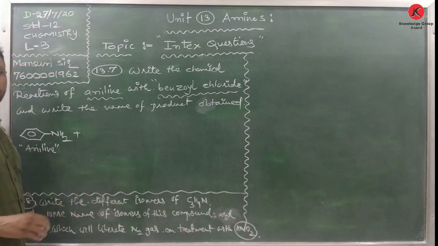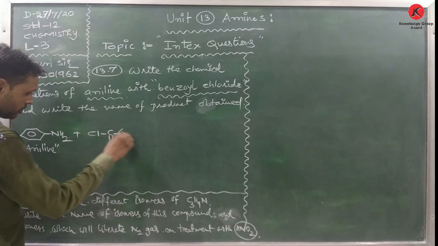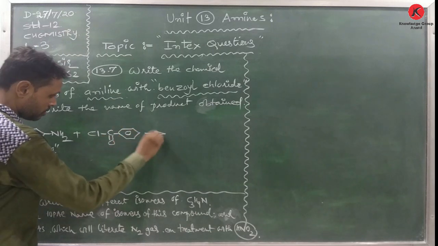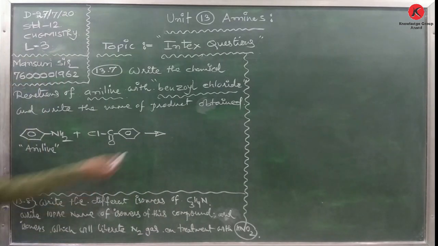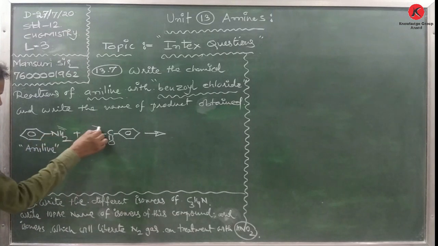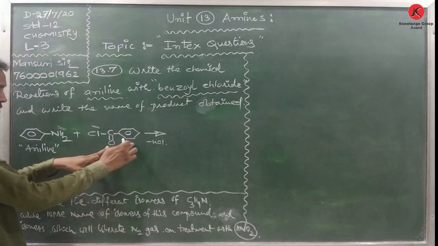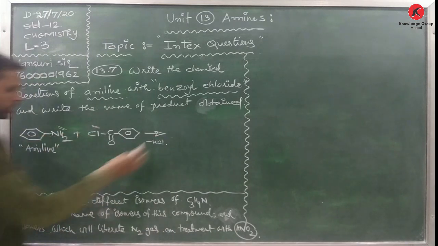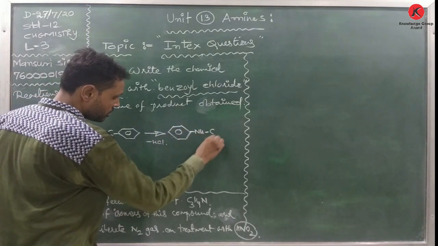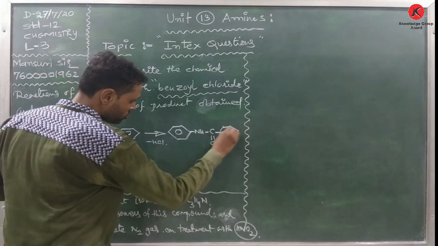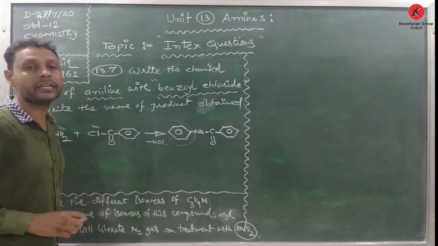Now what is your benzoyl chloride? Ring contains COCl. This is benzoyl chloride. Okay. Now here H and Cl will be removed, so HCl will be removed, and this benzoyl group will be attacked toward the nitrogen. That is why here NHCOC6H5 is obtained.